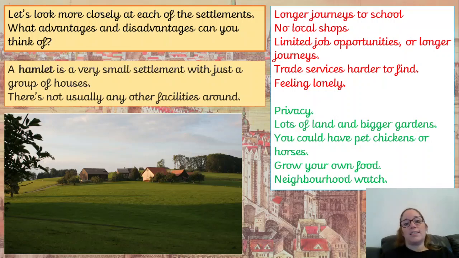But also there's good things, there's advantages as well. So you've got privacy, so there's so much privacy. You could have lots of land around you. You might want to have pet chickens or horses perhaps. You could grow your own food and be self-sufficient. You might have a neighbourhood watch, or you might be so friendly with the neighbours that they're just like your family because there's only a few houses there, so you might know everybody anyway.